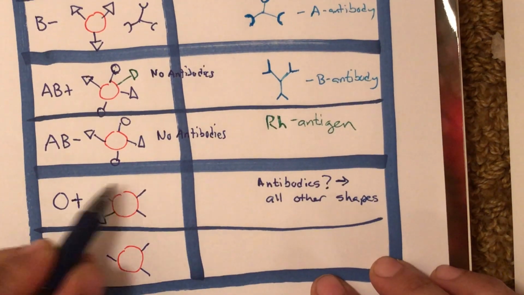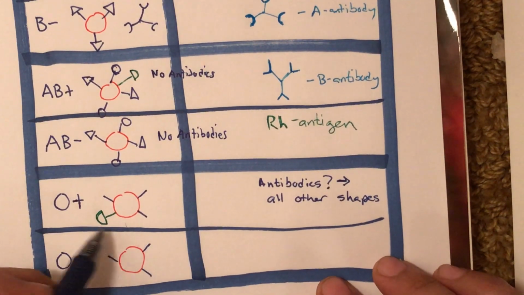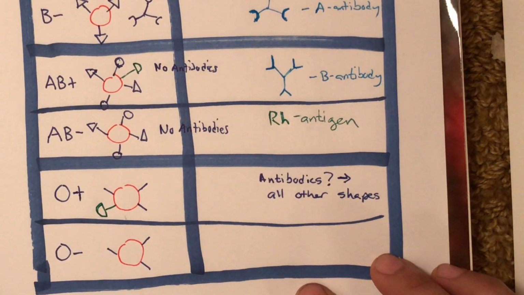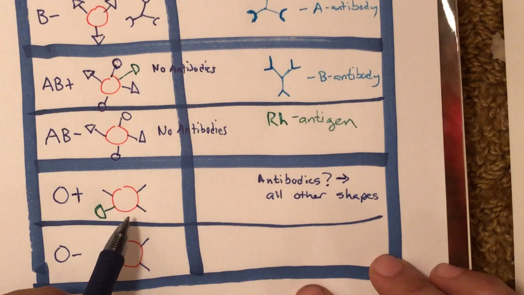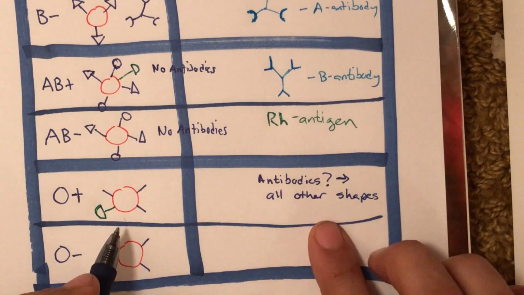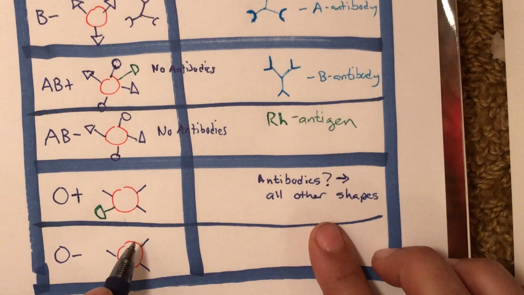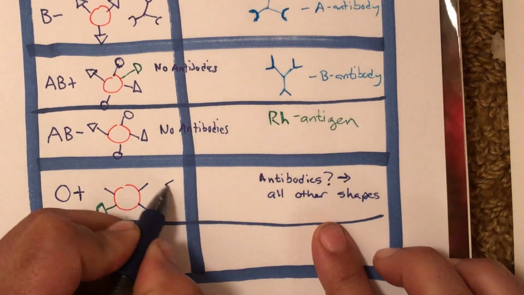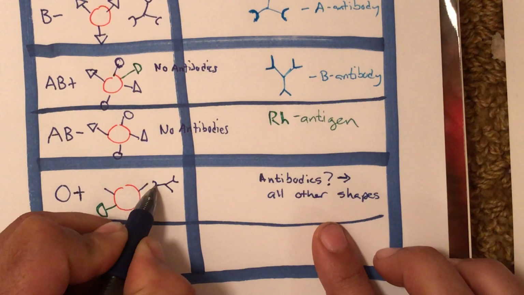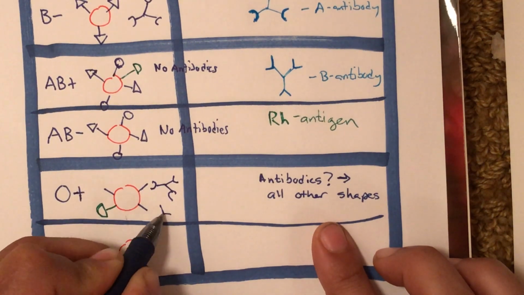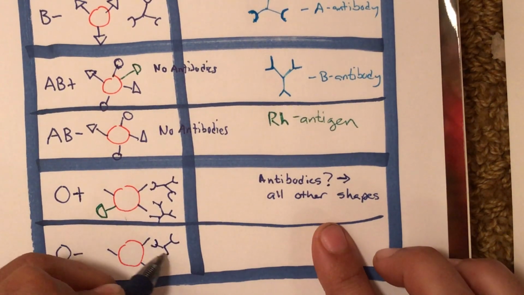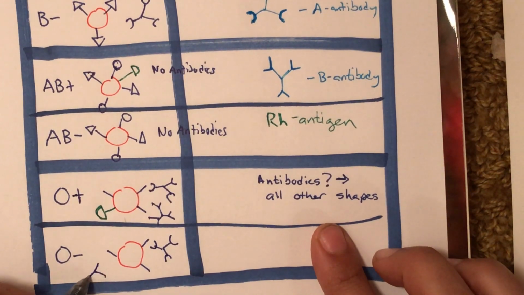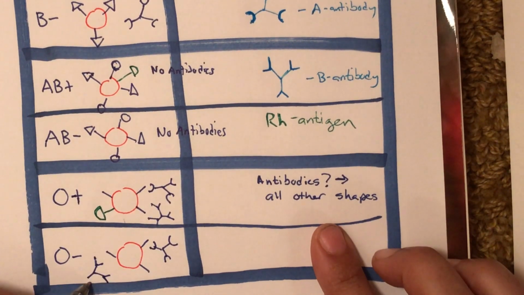And finally, what shapes? Circular and triangular. The person with O positive and O negative doesn't have circular or triangular antigens. Therefore, all other shapes are both shapes. So this person actually has circular and triangular antibodies, A antibodies and B antibodies.